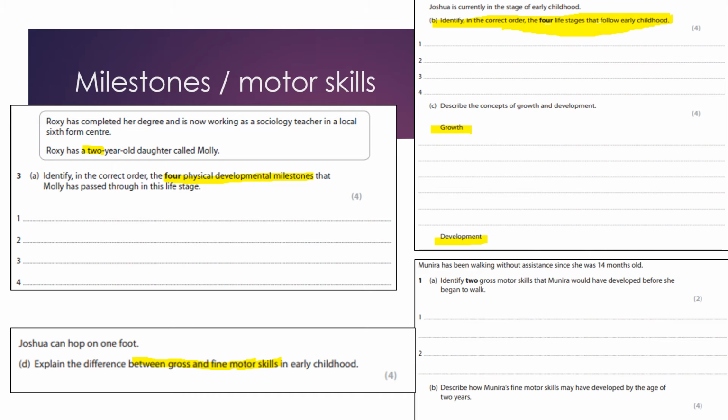Concepts of growth and development. Gross motor skills that you develop. Fine motor skills. So again, they tend to ask these a lot, so look at those.